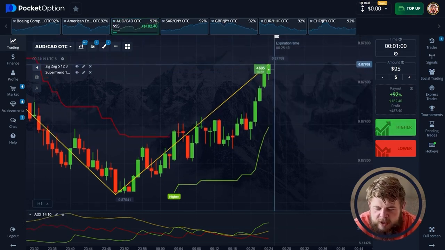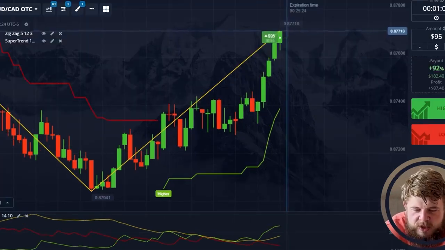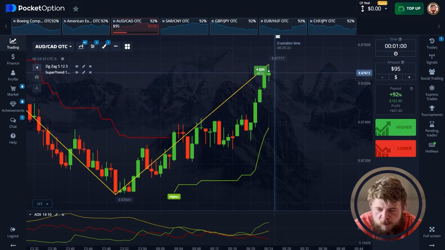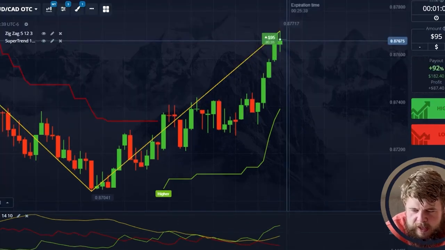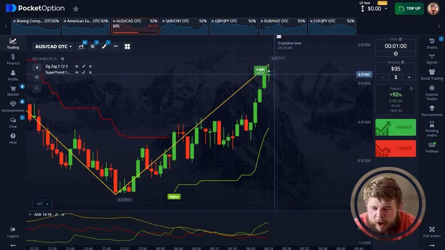By the way, ADX also is giving us confirmation that we're in the buy zone. So 95 bucks are invested. Potential profit from this trade is 182. Okay. So now everything will be decided whether I will get my money or whether I will be a loser. I'm sure I will get my money.